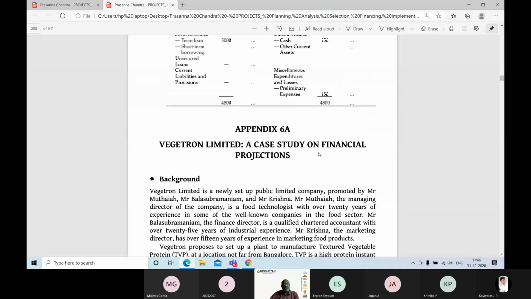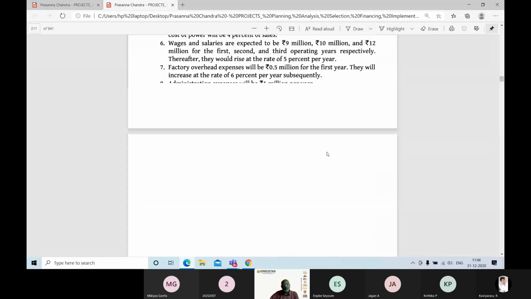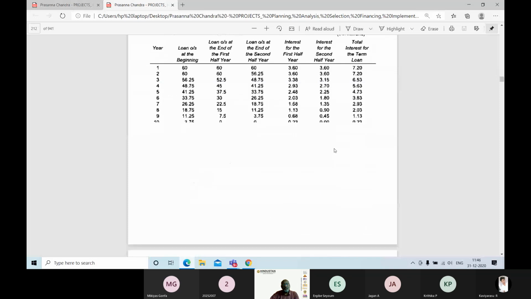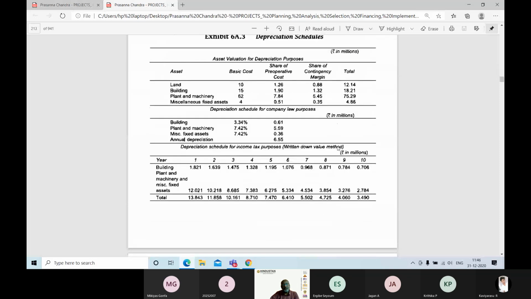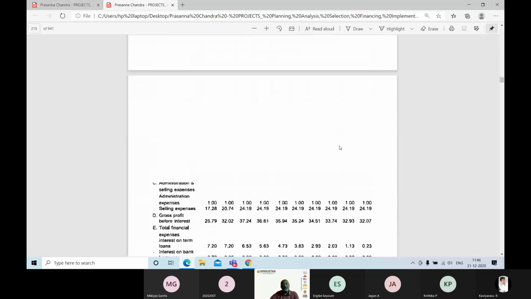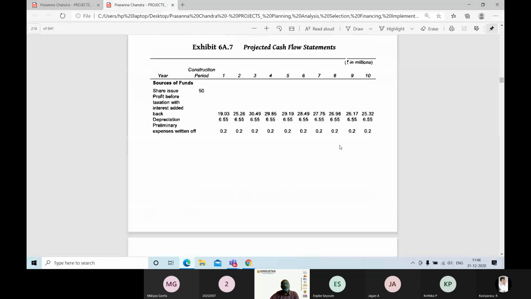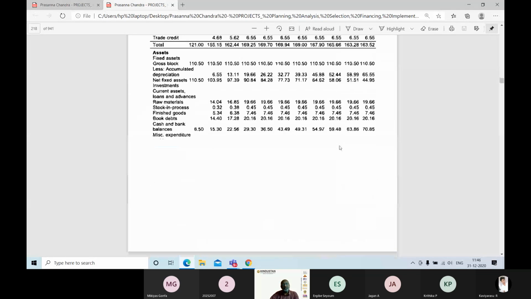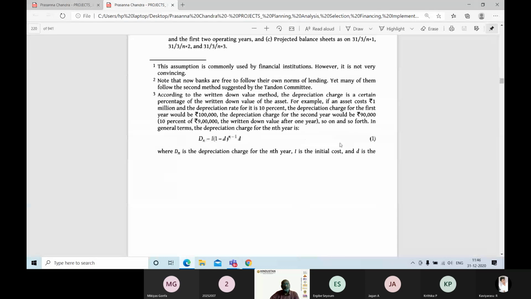Then we'll go to the next one, the time value of money. After that, they have the cost of capital, project cash flow, like that. So for the time value of money, all these exercises are given.